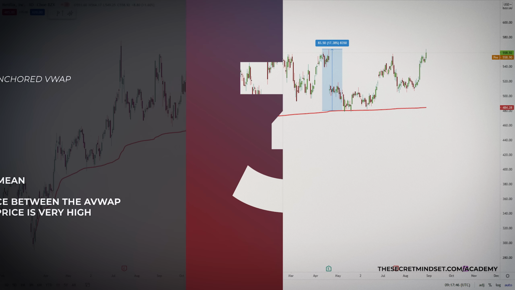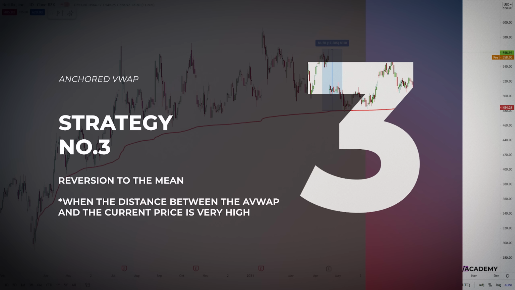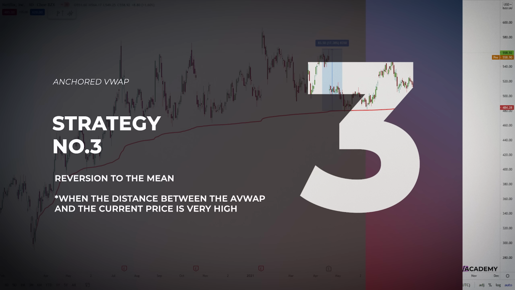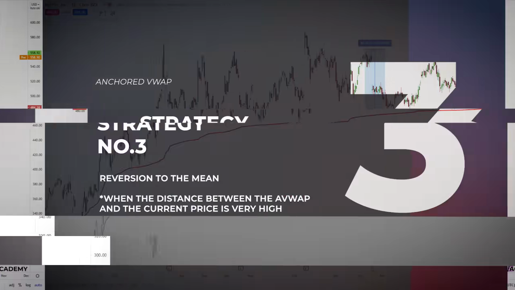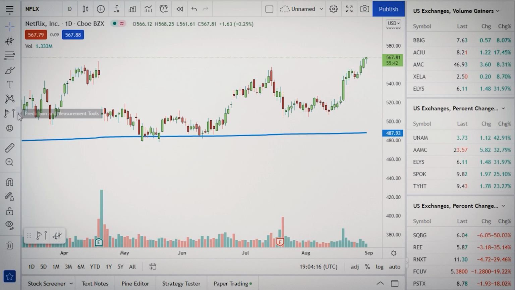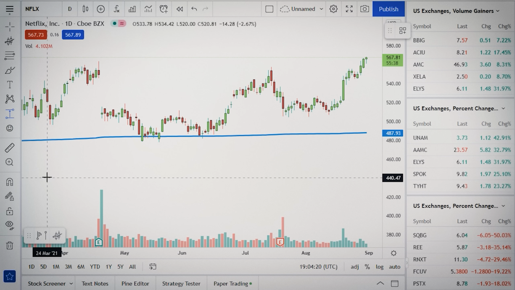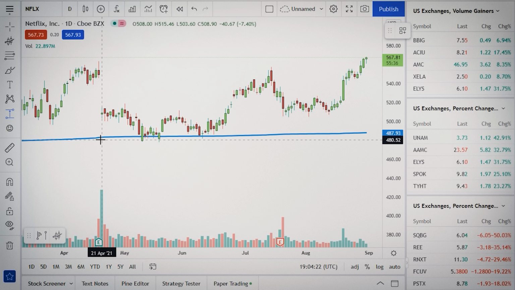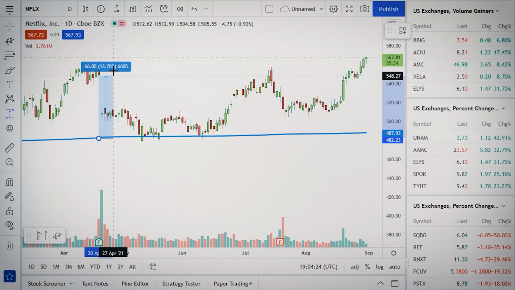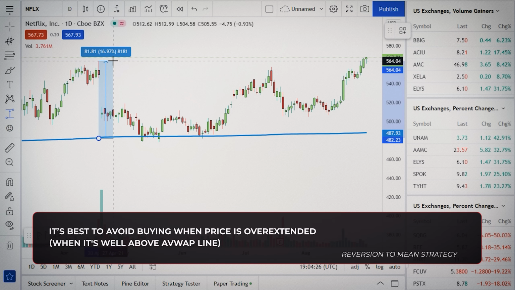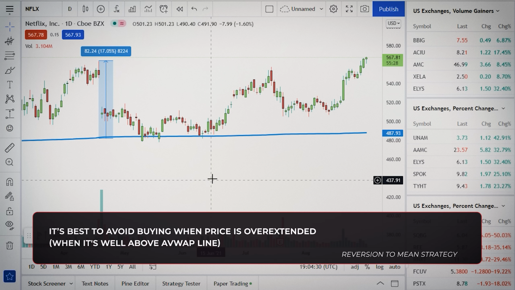Another strategy is to look for moments of euphoria, where the distance between the anchored VWAP and the current price is very high, and you trade a reversion to the mean. For example, let's use our price range tool to measure the distance between the anchored VWAP and the actual price. So if we measure the distance between the anchored VWAP line and this high, it's 17% higher, almost $84.